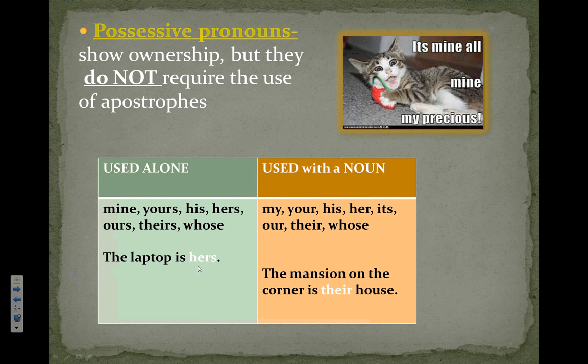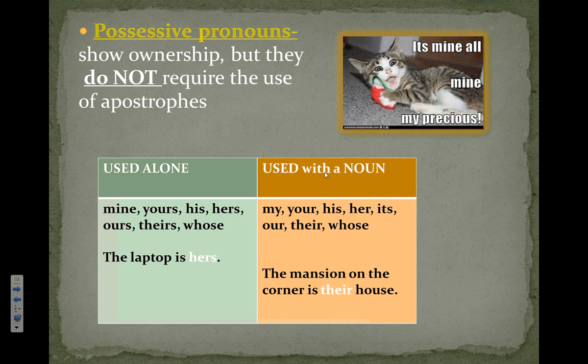The laptop is hers. Okay, and then used with a noun: my, your, his, her, its, our, their, whose. The mansion on the corner is their house. Now you may be asking yourself, what does this mean, used alone, used with a noun? In the first example on the left-hand side, possessive pronouns, when they come after a verb like is or a to be verb, can just occur by themselves. It's still showing possession of laptop, and it's connected by the linking verb right here, is.